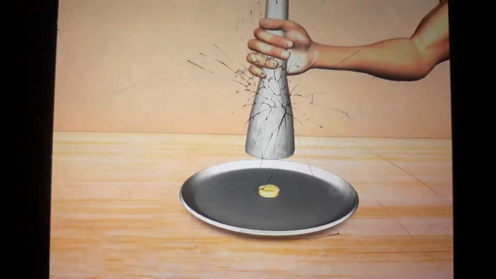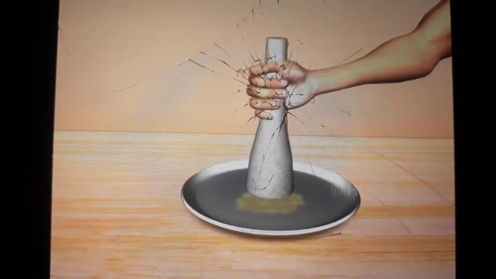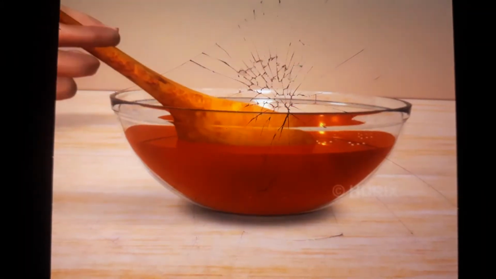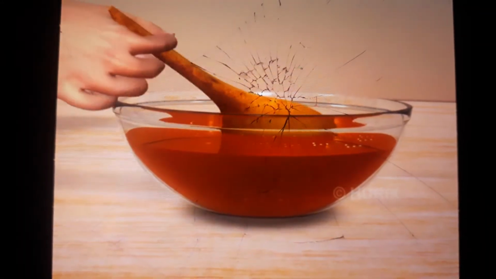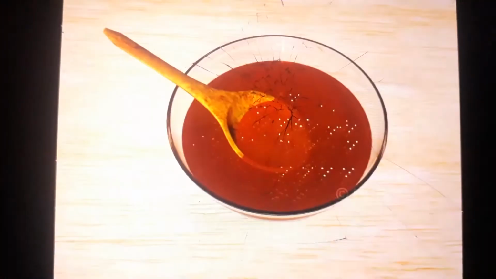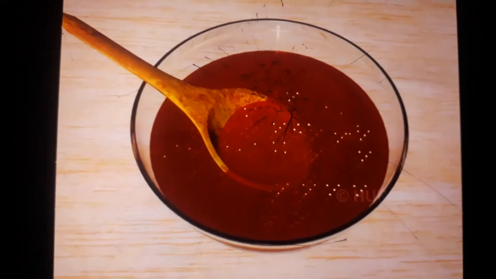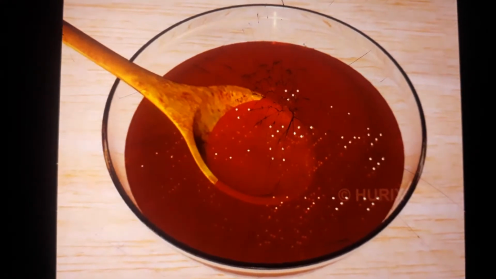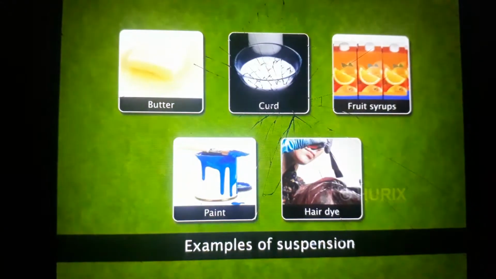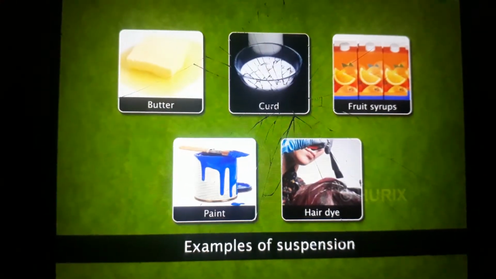Take a tablet and crush it into a powder. Add a small quantity of the powdered tablet to honey. Check if the tablet is soluble. As you see, the powder is insoluble in honey. Instead, the tablet particles are dissolved. These are some examples of suspension.